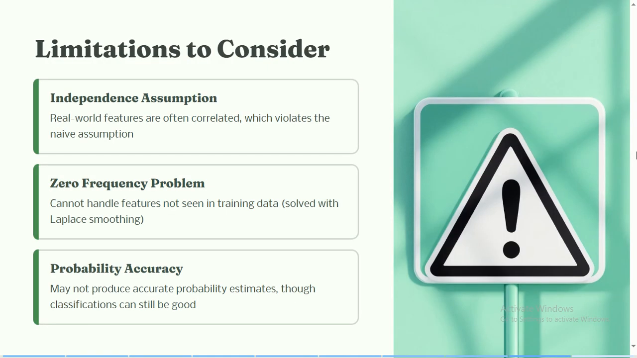Despite its strengths, naive Bayes also has some limitations. The biggest limitation is the independence assumption. In real life, features are often related to each other. Another limitation is that the algorithm may struggle when certain feature combinations never appear in the training data. This is known as the zero probability problem. To solve this issue, techniques like Laplace smoothing are often used. Understanding these limitations helps us choose the right algorithm for the right problem.